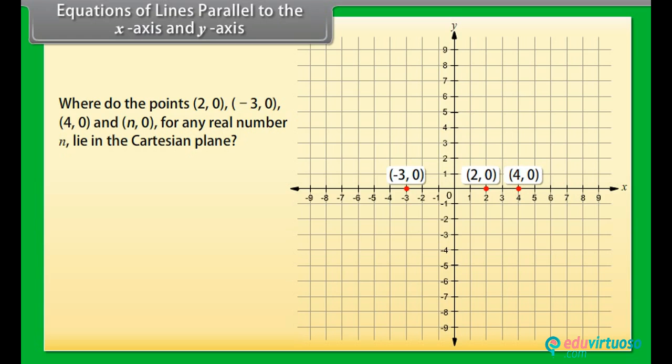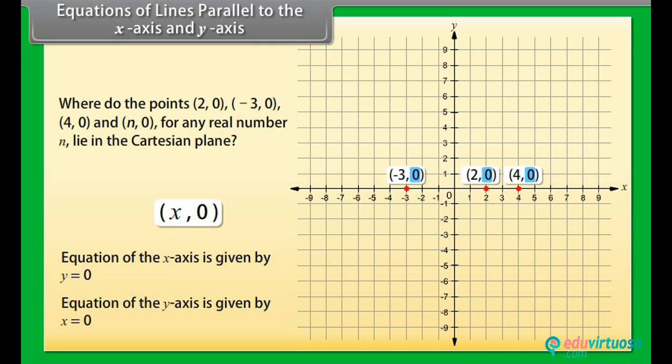Because on the x-axis, the y-coordinate of each point is 0. In fact, every point on the x-axis is of the form (x, 0). So the equation of the x-axis is given by y is equal to 0. Similarly, the equation of the y-axis is given by x is equal to 0.